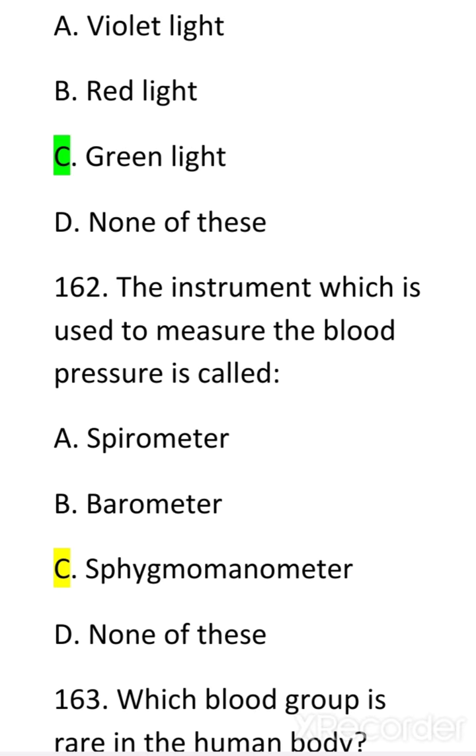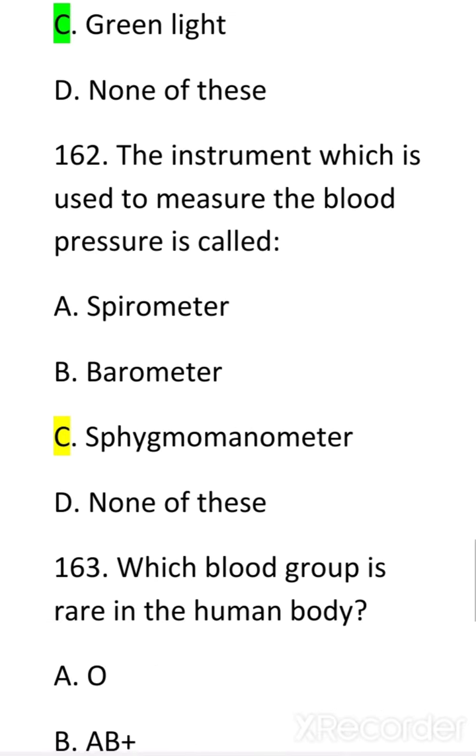Photosynthesis is a process by which green plants and some other organisms use sunlight to synthesize nutrients from carbon dioxide and water. Photosynthesis in plants generally involves the green pigment chlorophyll and generates oxygen as a byproduct. Question number 162. The instrument which is used to measure the blood pressure is called option A, spirometer, B, barometer, C, sphygmomanometer, D, none of these. Correct option is C, sphygmomanometer.